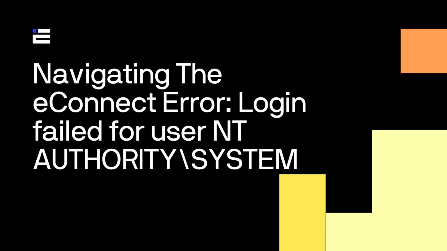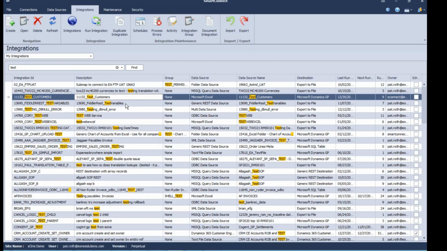Today we're going to talk about a somewhat uncommon eConnect error that you might see that you would get from Smart Connect. So it looks like a Smart Connect error, but it isn't. It's actually an eConnect/SQL login error. So in this case, the source can be any source and a GP destination.